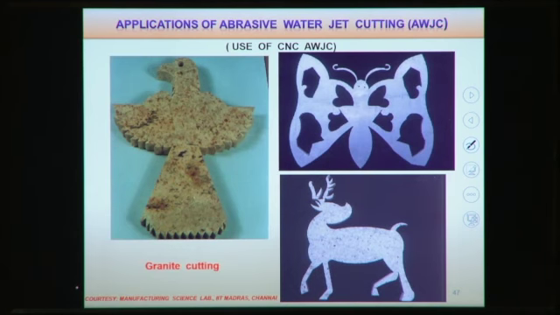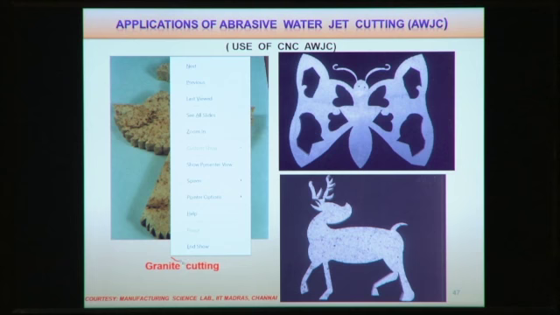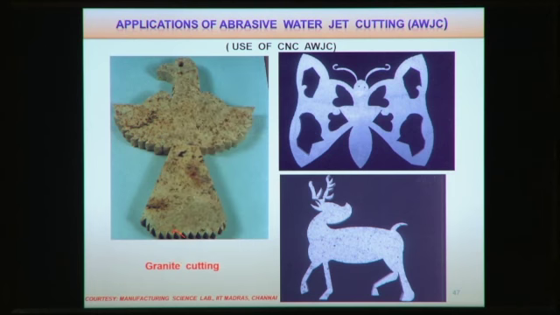Here is the cutting of a pigeon on a granite sheet using the abrasive water jet machining process. This butterfly is also made from a granite sheet. This deer is also made from a granite sheet. It is made by a CNC abrasive water jet machining process.